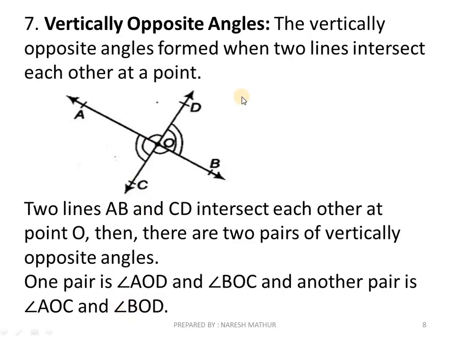Vertically opposite angles: when two lines intersect, then the opposite angles are always equal. Here angle AOD and angle BOC are vertically opposite angles and they are equal, and angle AOC and angle BOD are vertically opposite angles.